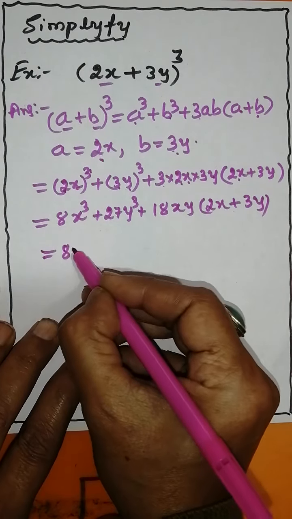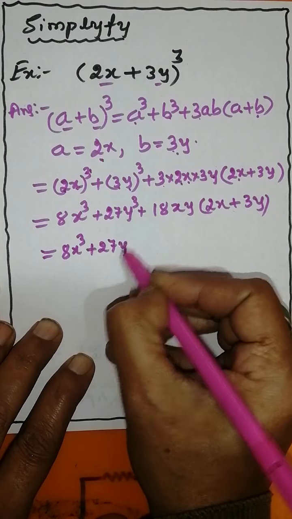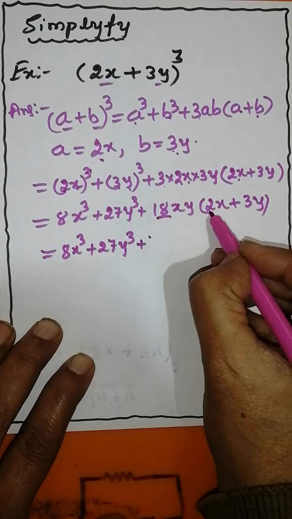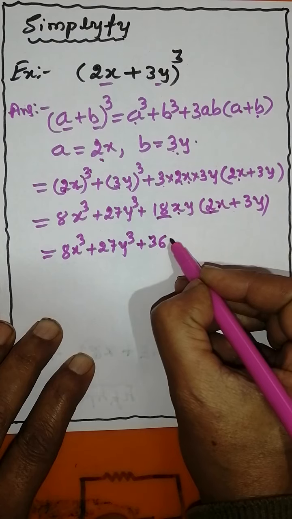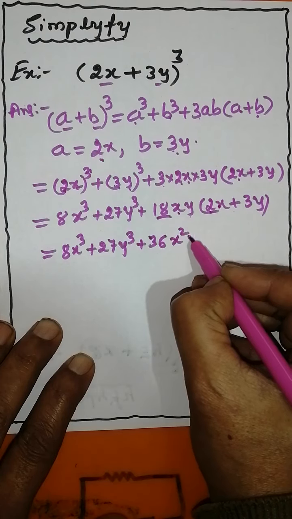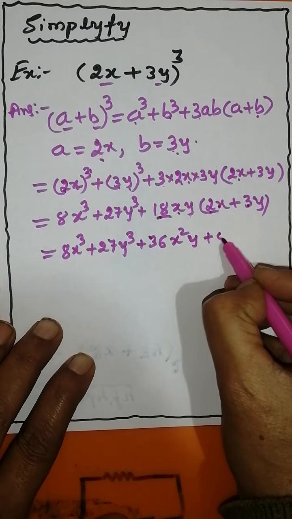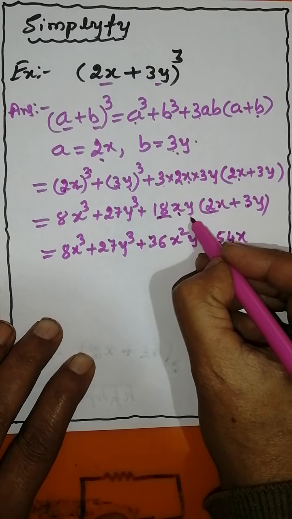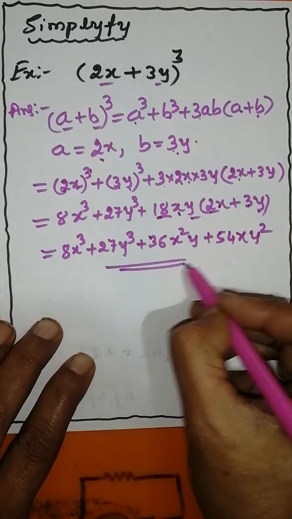This equals 8x cube plus 27y cube plus 18 into 2, 18 twos are 36, x into x square, y as it is, plus 18 threes are 54, x as it is, here y into y square. This is the answer.